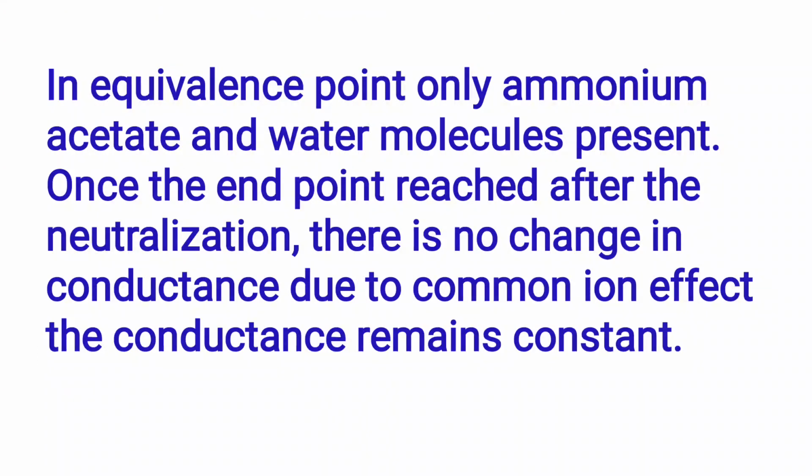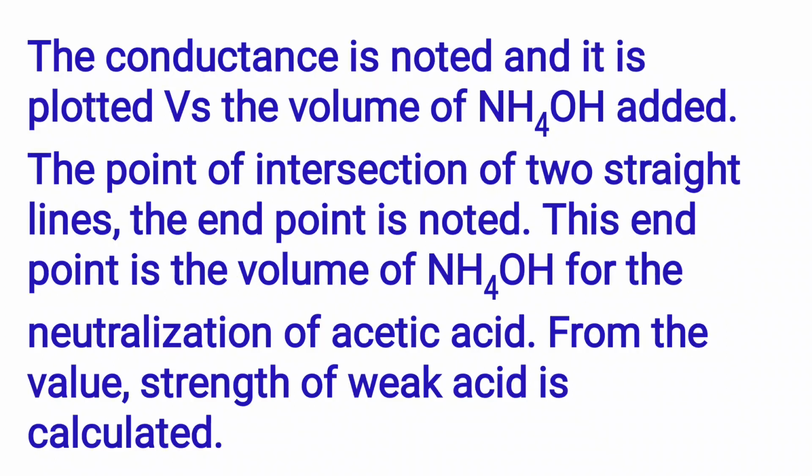At the equivalence point, only ammonium acetate and water molecules are present. Once the end point is reached, after the neutralization there will be no change in the conductance due to the common ion effect, so the conductance remains constant. The conductance is noted and plotted versus the volume of ammonium hydroxide. At the point of intersection of the two straight lines, the endpoint is noted. This endpoint is the volume of ammonium hydroxide for the neutralization of acetic acid. From this value, the strength of the weak acid is calculated.